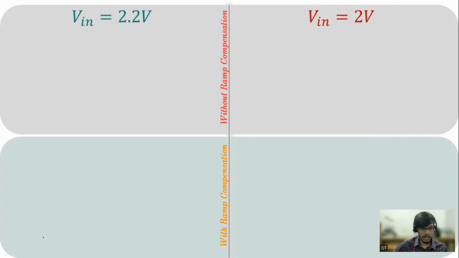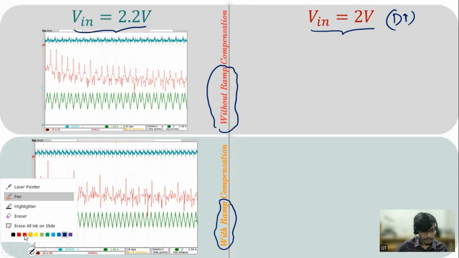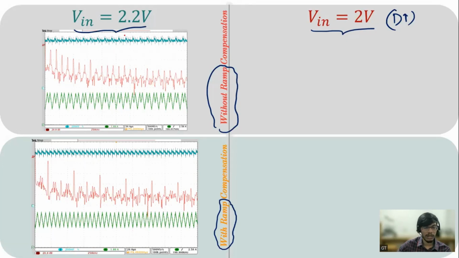So now Sir has considered two case studies. One is for V in 2.2 and one is for V in 2. So Sir has reduced V in, so duty ratio will increase. In the first case, this is without ramp compensation, and this is with ramp compensation. So Sir has seen that for this V in, the duty ratio is already, sorry, greater than 0.5, and Sir is giving constant I reference. And as the duty ratio is more, it has some subharmonics and it has some issue.